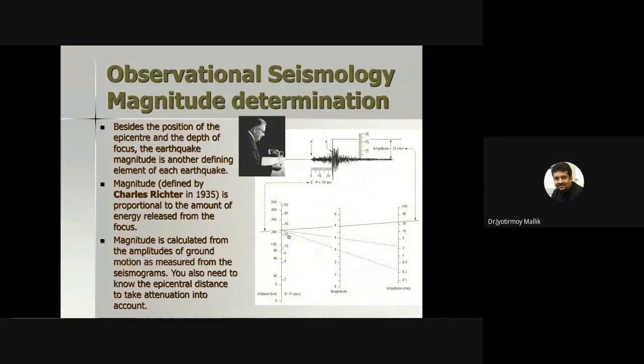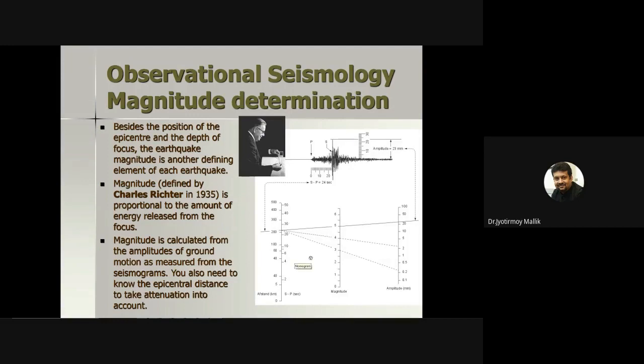But you can imagine what I need essentially is the difference between S and P seconds, which I'll plot here, and then I will plot my amplitude here, and then I join them with a straight line wherever it intersects my magnitude scale. That is the magnitude that I will use.